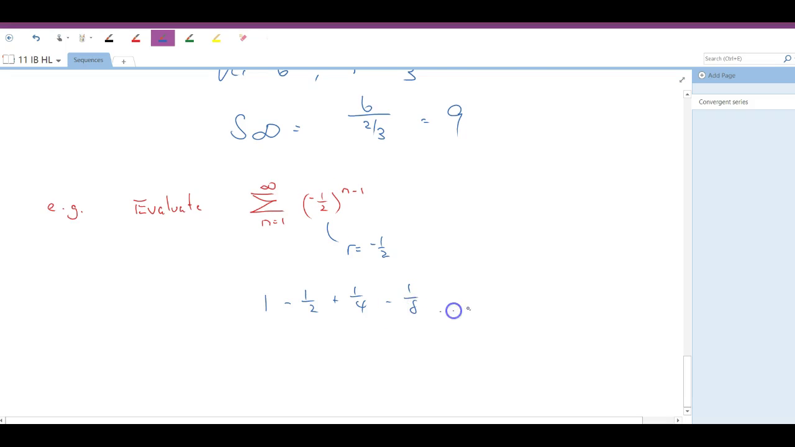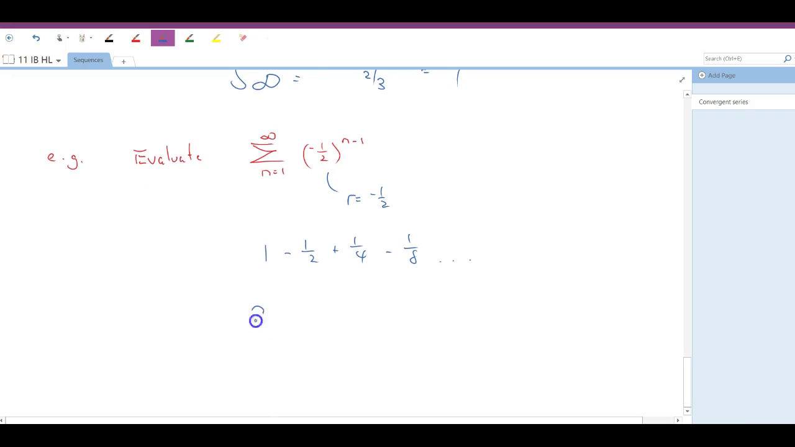So we can see what's happening here, and so my infinite sum is the first term, which is 1 over 1 minus a half, which is equal to 1 over 3 over 2, which equals 2/3.